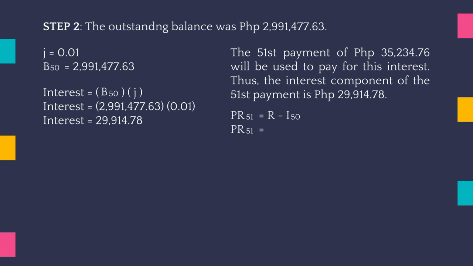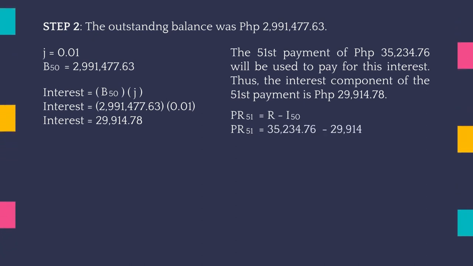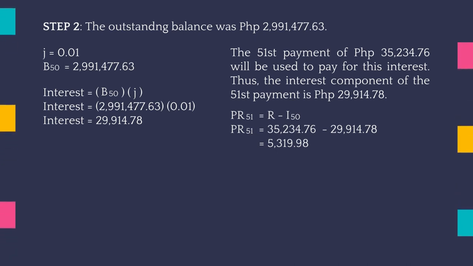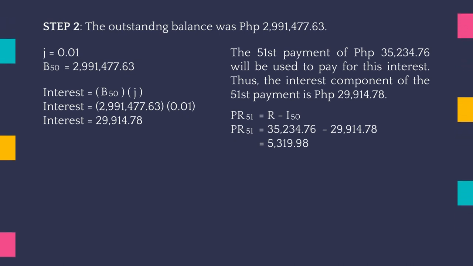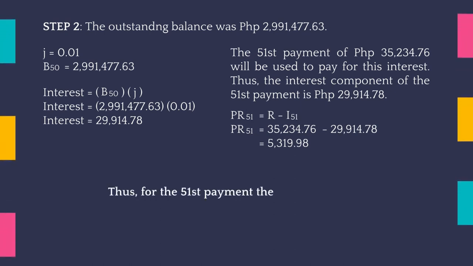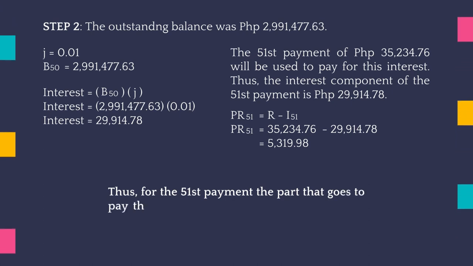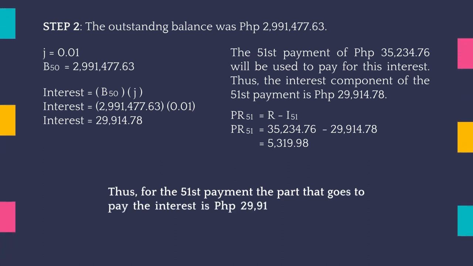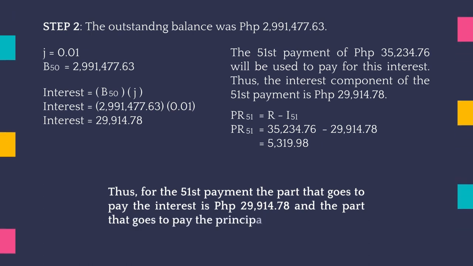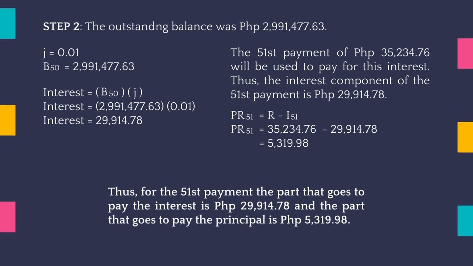Next, we will calculate the principal by subtracting the interest component of the 51st payment from the monthly payment. So our principal is equal to the monthly payment, which is 35,243.76, minus the interest component, which is 29,914.78, is equal to 5,328.98. So therefore, for the 51st payment, the part that goes to pay the interest is 29,914.78 pesos, and the part that goes to pay the principal is 5,319.98 pesos.